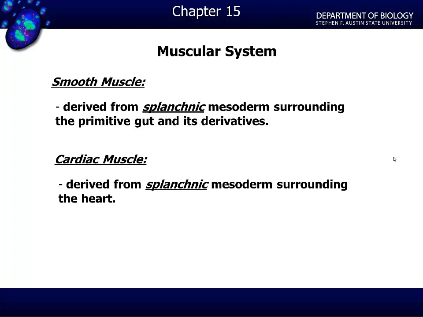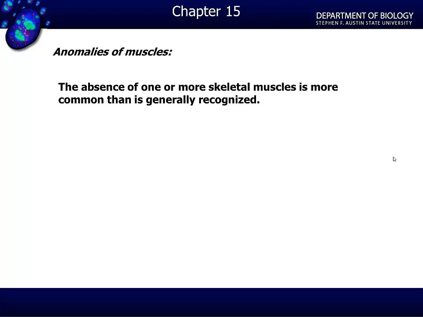We know we have splanchnic mesoderm. We know we have neural crest cells. So just to distinguish what we're doing in smooth and cardiac muscle from skeletal, skeletal is going to be somatic from the somites. Smooth is going to be splanchnic and cardiac. We refer to chapter 13 for those different components that are contributing to our heart.